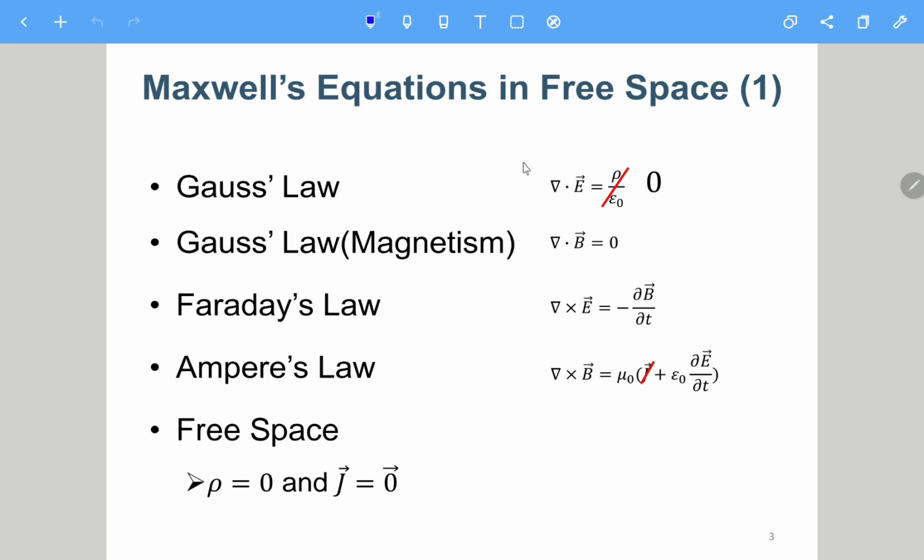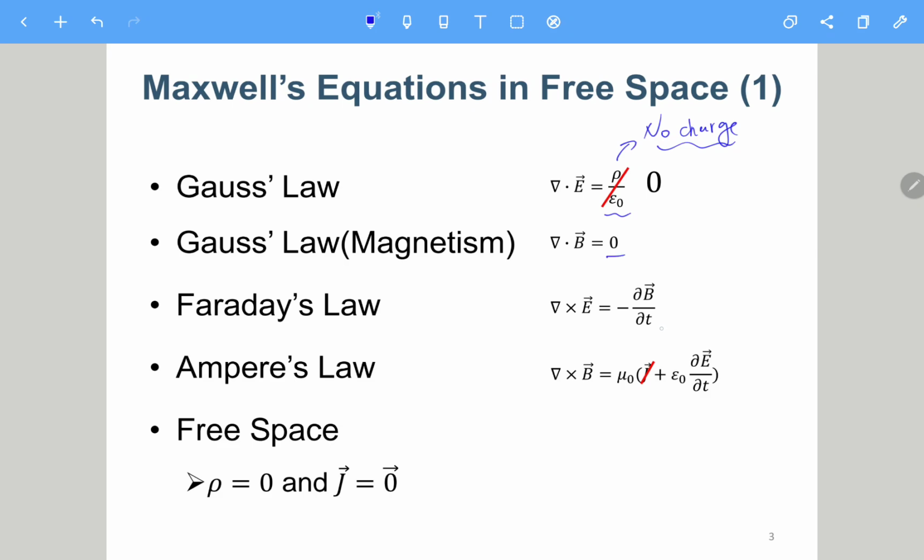So for the normal Maxwell equation, the first one is the Gauss law. On the right side, we should have the term rho over epsilon naught, where rho is the charge density in the space divided by the permittivity constant. Originally it's not zero, but in free space we don't have any charge, so we just make it zero. And for the second one, Gauss law for magnetism, we don't have anything on the right side, so we don't need to change it.